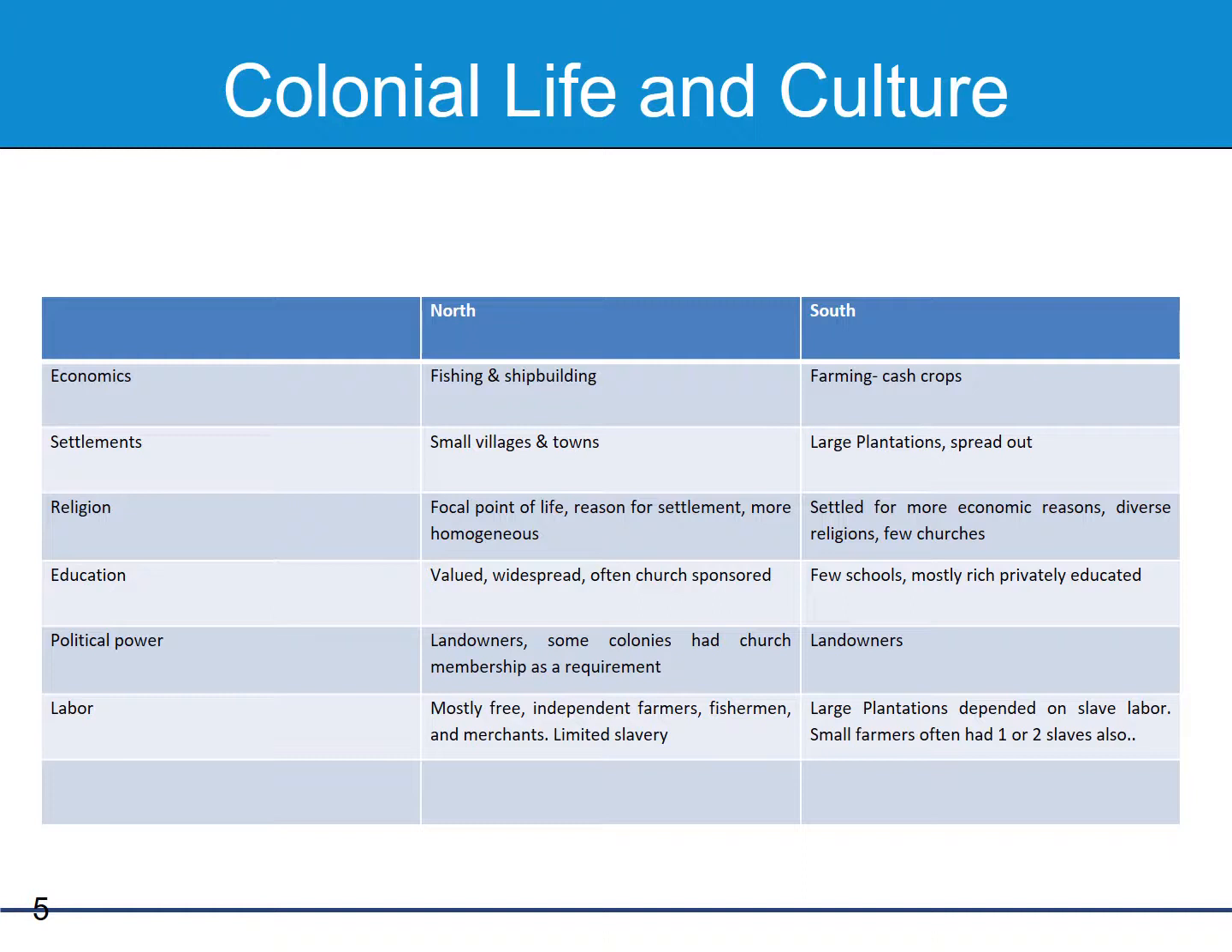This chart shows us the colonial life and culture and the differences between the northern colonies and the southern colonies. And you can see economics, there are some similarities, but there's also some difference. Like in the north, they had fishing and shipbuilding, but as we discussed in earlier chapters, they did do small farming in the north. But these are more like your commercial endeavors. They did commercial fishing and commercial shipbuilding. In the south, farming cash crops was the major economic development.